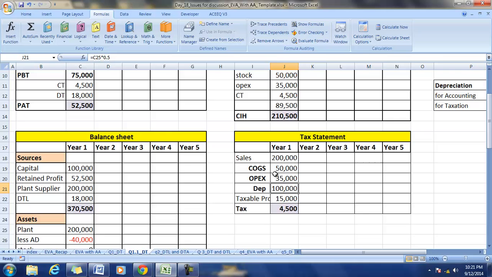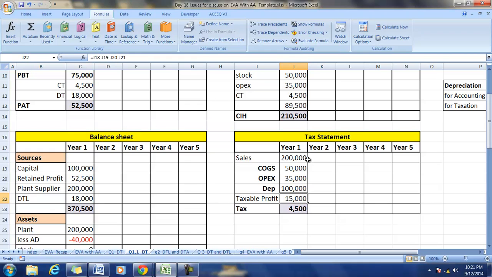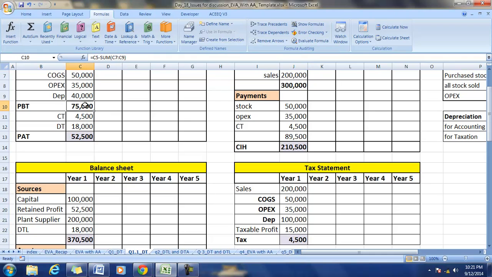So the taxable profit is equal to 15,000, because 200,000 minus the allowable expenses. Assuming that there are no other deductions, the taxable profit is 15,000, whereas the accounting profit, the profit before tax, is 75,000. So accounting profit is not the same as the taxable profit in this case because of depreciation being different, 40,000 and 100,000 respectively.